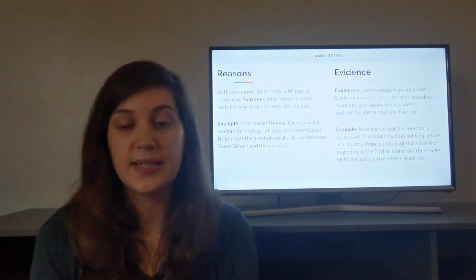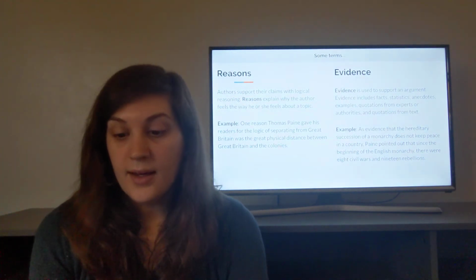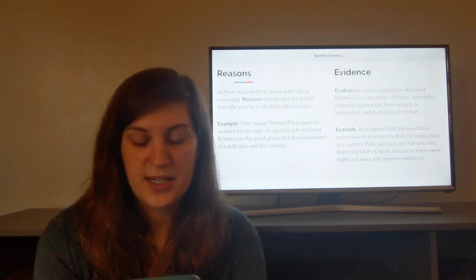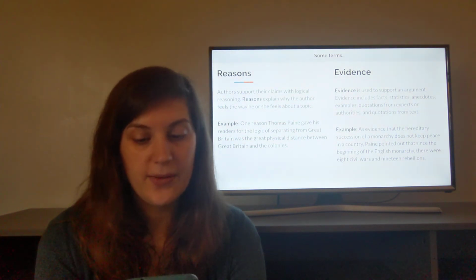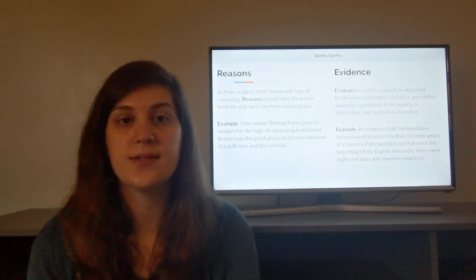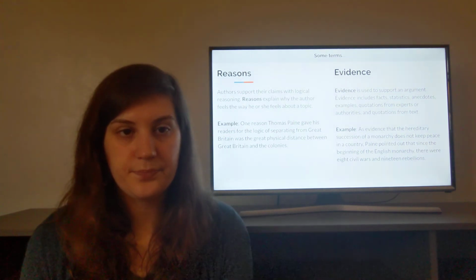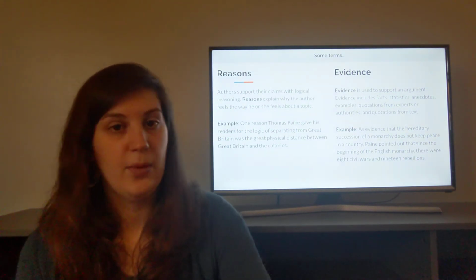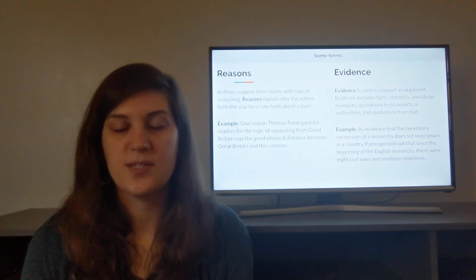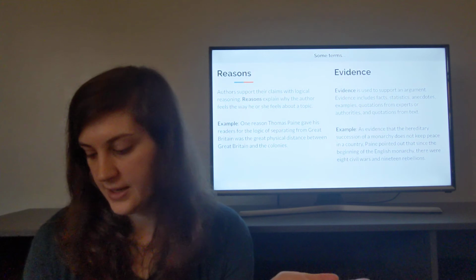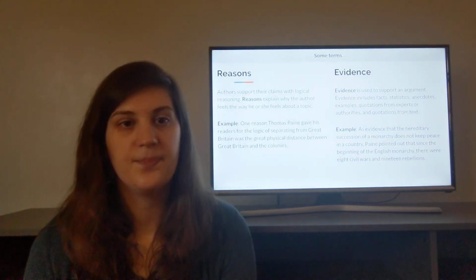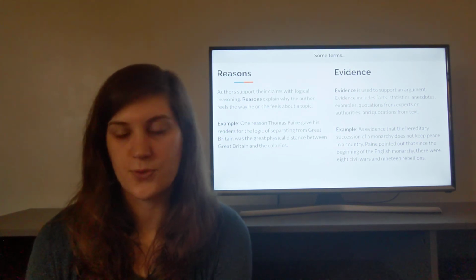And the example that they have is: as evidence that the hereditary succession of a monarchy does not keep peace in a country, Paine pointed out that since the beginning of the English monarchy, there were 8 civil wars and 19 rebellions. So one of the arguments was that the monarchy helped keep the peace, and he's saying, no, look, I don't think it keeps the peace. We should be separate from Britain. And also, look, we've had 8 civil wars, so clearly it's not doing a very good job of keeping the peace. He pulls in evidence from other sources.